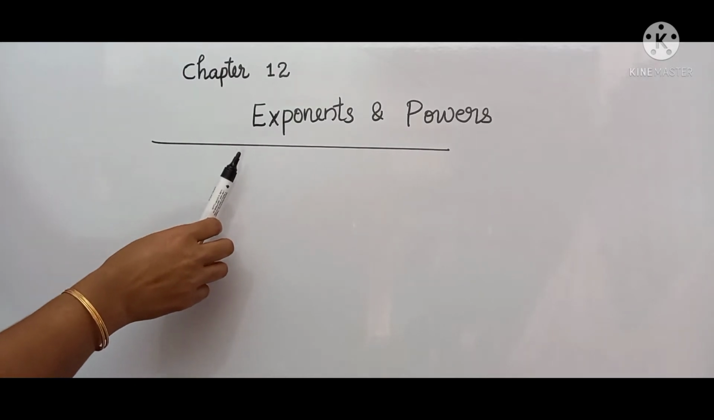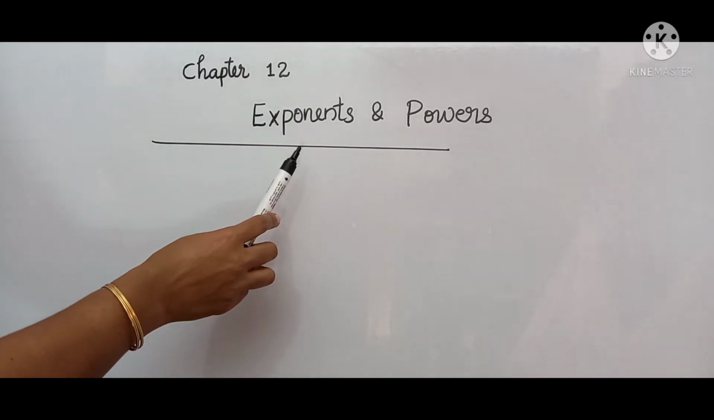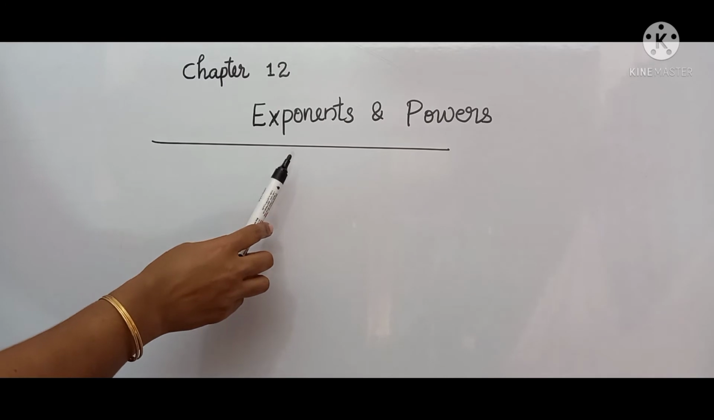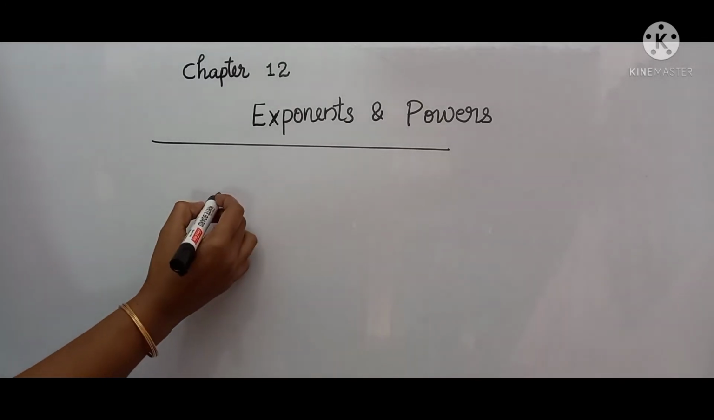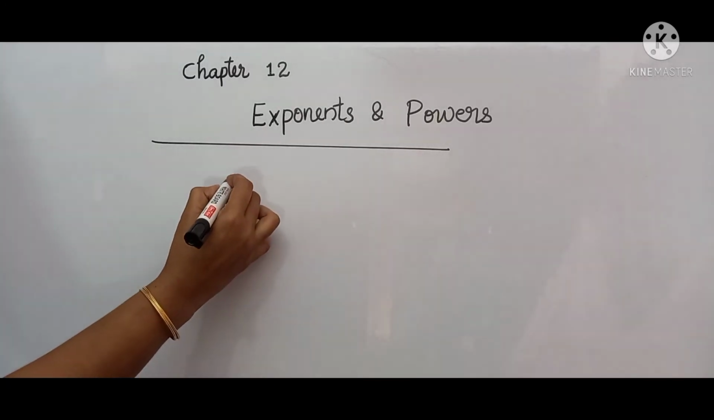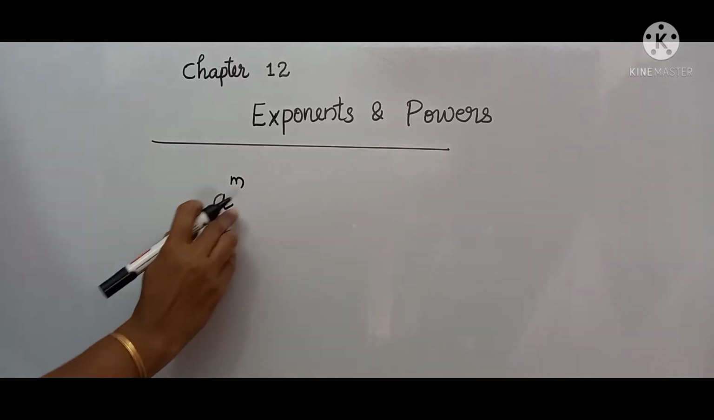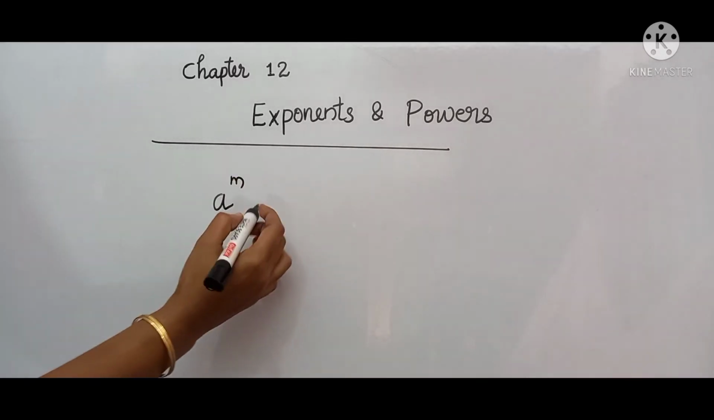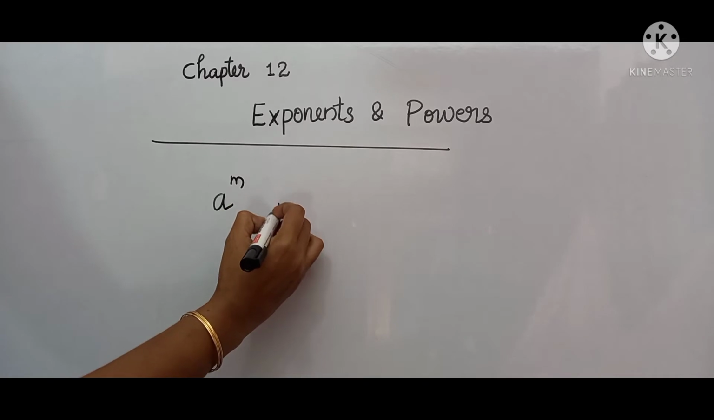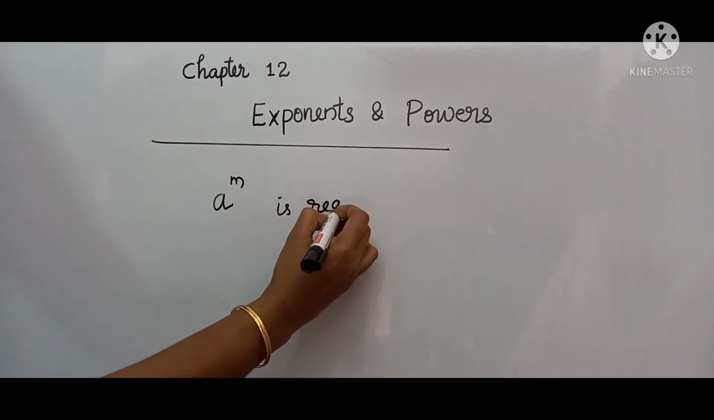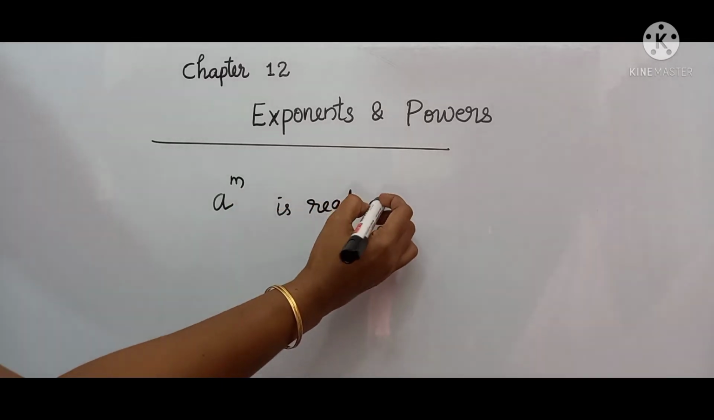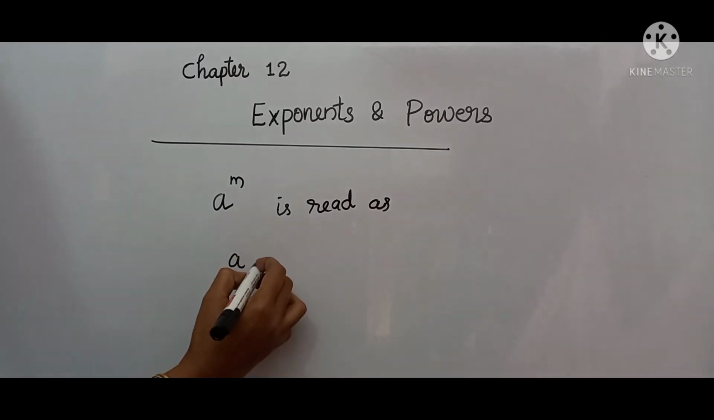We know that in order to write very large and very small numbers we use exponents. Then we read a raised to m. This is symbolically written as a raised to the power m. It is read as a raised to m.